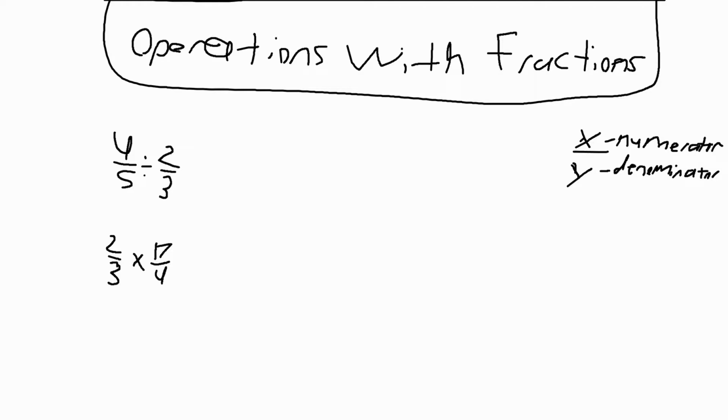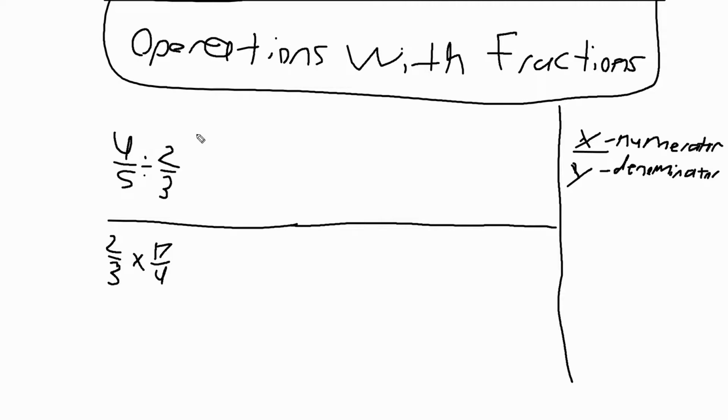Okay, so I assumed you tried, so we're going to be solving the top equation first. So it is going to be keep, change, flip. For keep, change, flip, what we have to do is keep the first number, change the division to multiplication, and then flip this to 3 over 2. And that'll make it 12 over 10, or 6 over 5 simplified.